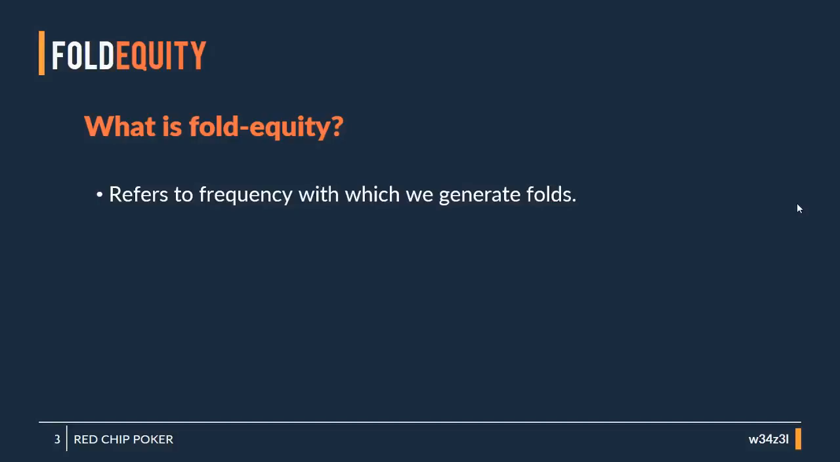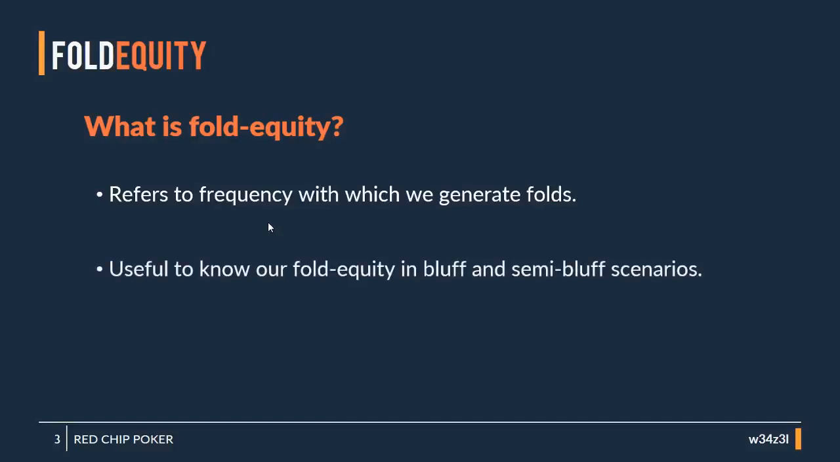Or they might simply say, okay, I think I have some fold equity in this situation, which means I think my opponent is going to be folding with some frequency. I just don't necessarily know what that frequency is. Of course, the more specific we can be, the more useful the value is. So it's very good if we can say, I think we have 60% fold equity in this spot, for example.